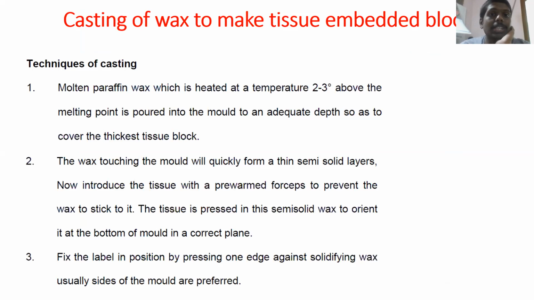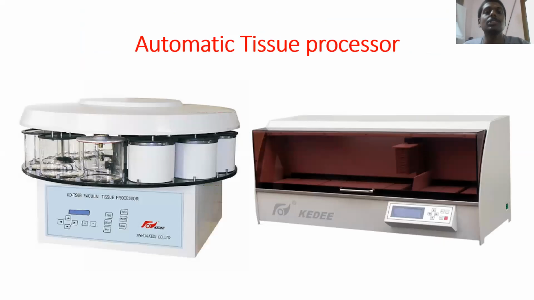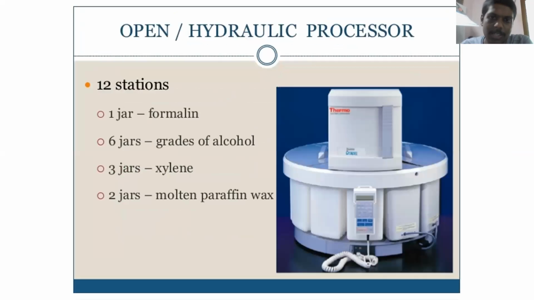So casting has a few steps, which we already studied. Then the next concept is the automatic tissue processor. Usually in histopathology we use different types of automatic tissue processors. Broadly, these are classified into two types: open hydraulic tissue processors and closed vacuum tissue processors. Open hydraulic tissue processors have a hydraulic system where the centerpiece elevates up and changes the specimens from one jar to another jar.